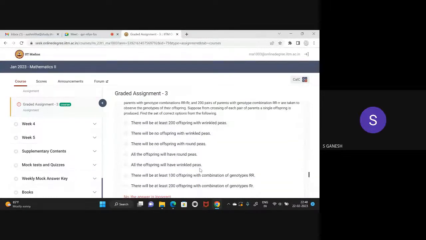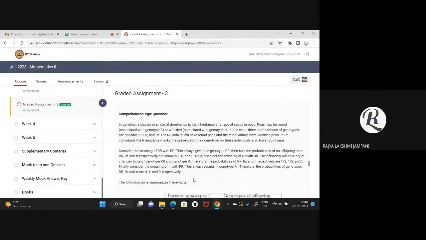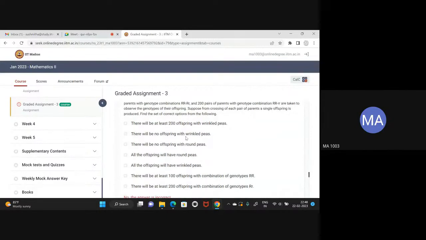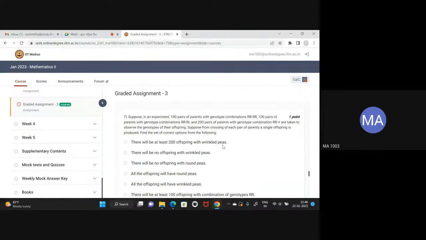That option was there is no round. What is small rr? Wrinkled, yeah. So only we get round. There will be no offspring with wrinkled peas. All will be offspring with round peas because you have all capital R's. Everyone has a capital R, so yes, you are going to get round peas. All offspring will have round peas. Yes, all offspring have round peas. There won't be any wrinkled. So everything has to be round.